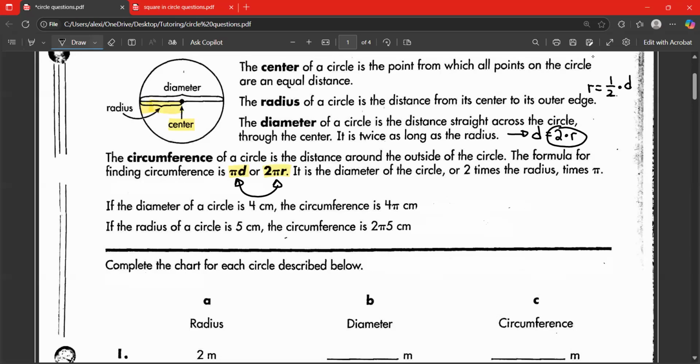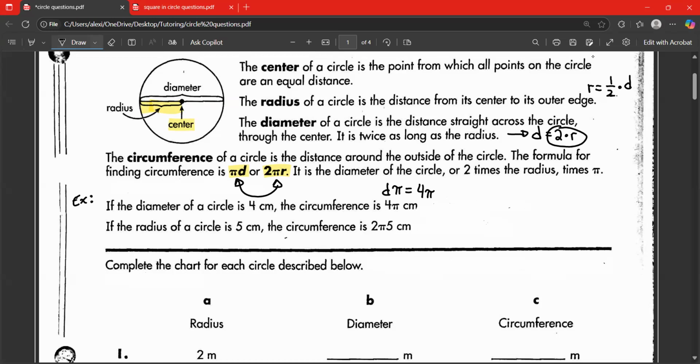I have some examples we can talk about. If the diameter of a circle is 4 centimeters, the circumference is 4 pi centimeters, because circumference is found by doing diameter times pi. We'll leave the pi there instead of trying to calculate it because we'll be doing these problems without a calculator.